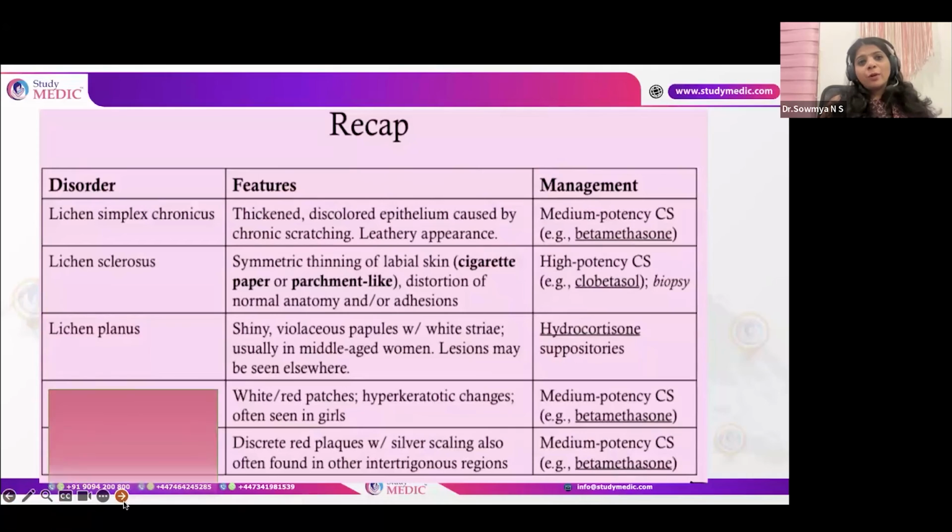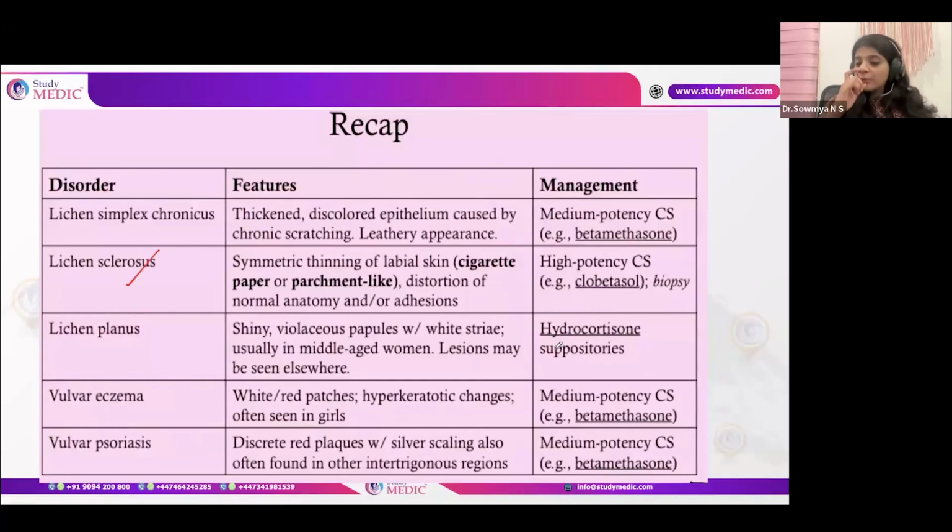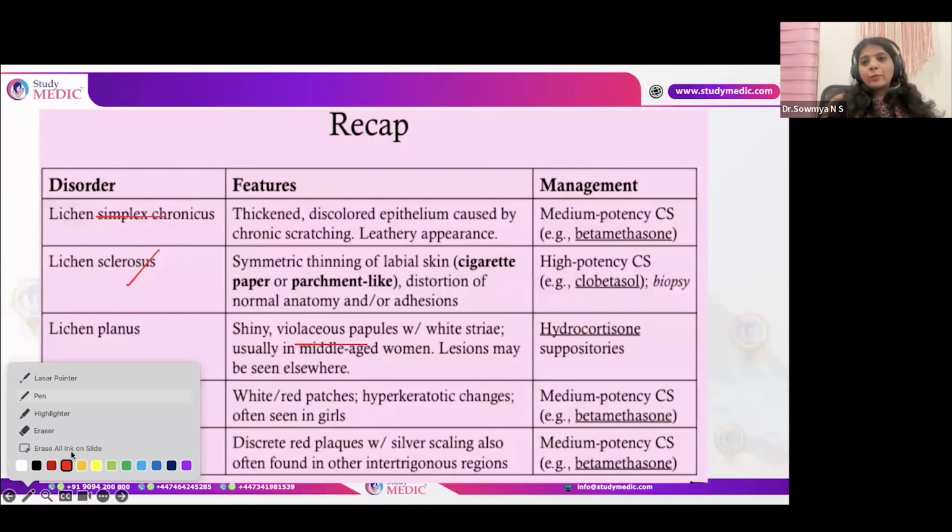Vulval disorders, one of the hot topics. Lichen sclerosis, which is cigarette paper and parchment-like. This is a very, very common pre-malignant condition which can cause cancer. Lichen planus, violaceous papules, and usually it can be seen all over the body as well. Psoriasis, obviously, they can have other features of psoriasis as well, silvery scaling, Koebner's phenomenon, all those things. Lichen simplex chronicus, discolored epithelium, there will be a leathery appearance and chronic scratching would be there.